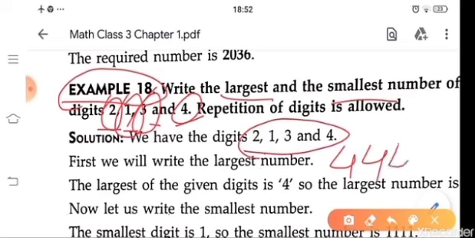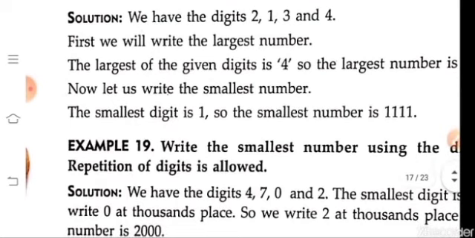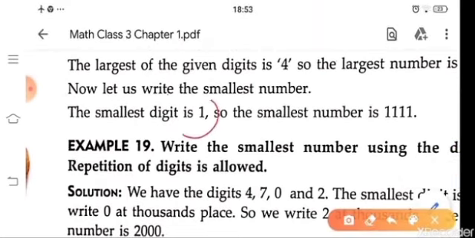Then in place of 1 we can write 4, then again we can write 4 in place of 2. So the largest number becomes 4,444. And for writing the smallest number, which one is the smallest digit here? 1. So we can write 1 in every place, 1, 1, 1, 1, because 4 digits are here, so we write 1 four times. It becomes 1,111. Okay, children, got it?